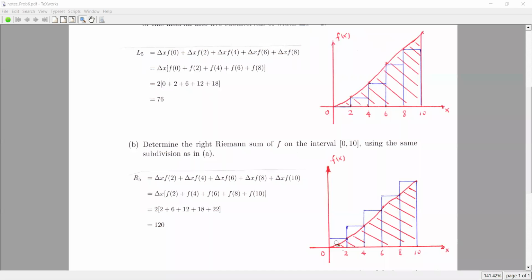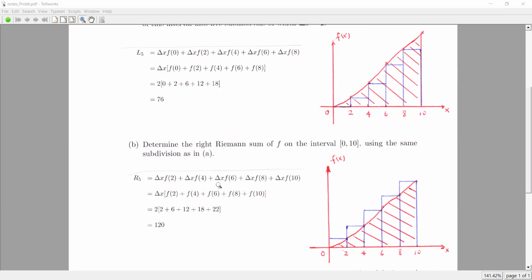The area of the first rectangle is base times height. The base is delta x. The height is the function value at 2. For the second rectangle, its area is base times height, delta x times the function value at 4. The third rectangle's area is base times height, delta x times the function value at 6, and so on.